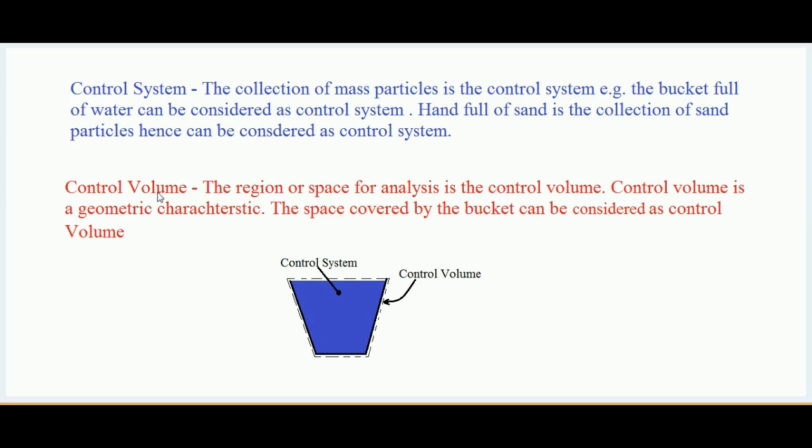Now what is a control volume? It is the region or space kept for analysis, and here we are talking about the Reynolds Transport Theorem. So in connection with it, the region or space kept for analysis is one through which the fluid is flowing, meaning going inside that region and coming out. For example, in the same case of the bucket full of water, the volume of the bucket inside which the water is kept is the control volume. Remember that control volume is a geometric attribute, and control system is a mass attribute, meaning the collection of mass particles is the control system, and control volume is a region or space for analysis in regard to this Reynolds Transport Theorem.